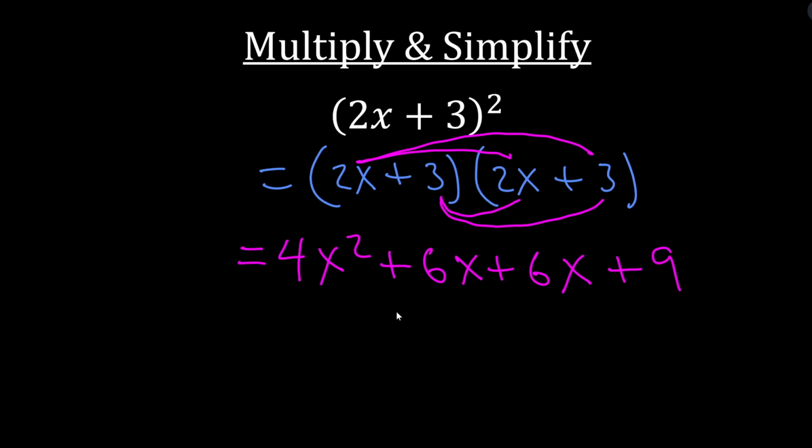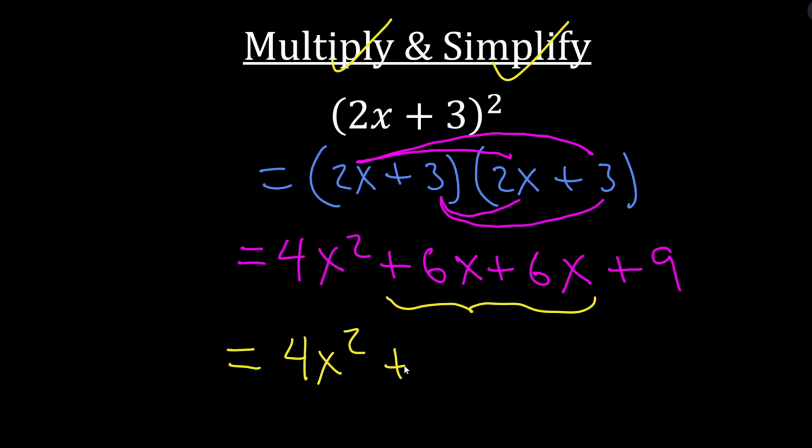They are like terms. So we've done our multiplication step. Now we are doing our simplify step, which is 4x squared. That doesn't have any like terms. Plus, we have 6x's. We're adding 6 more for a total of 12x's being added together. And then we have the plus 9 out in front chilling. So we've multiplied and we've simplified.